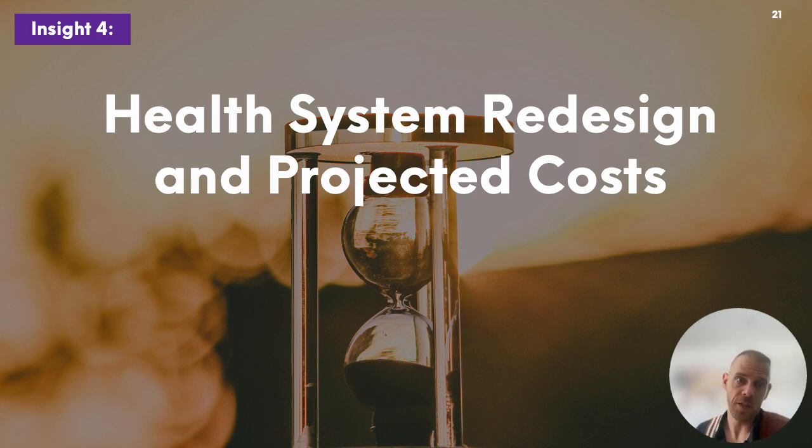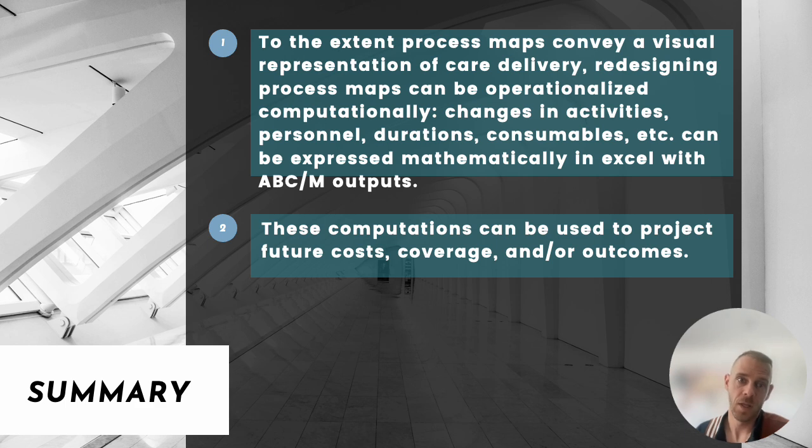So the final insight, number 4, pertains to health system redesign and projecting costs from this. So to the extent that process maps do indeed represent care delivery, we could redesign process maps and therefore care delivery and ultimately compute corresponding costs in something like an Excel framework. This would allow us to create a reimagined health system, and computations can be used to project future costs, coverage, and outcomes.